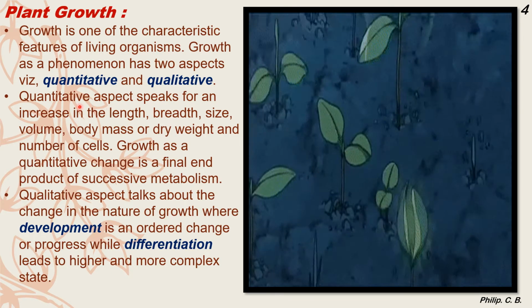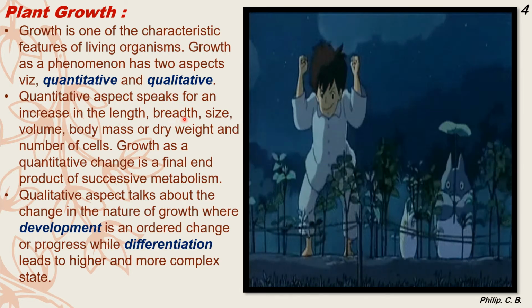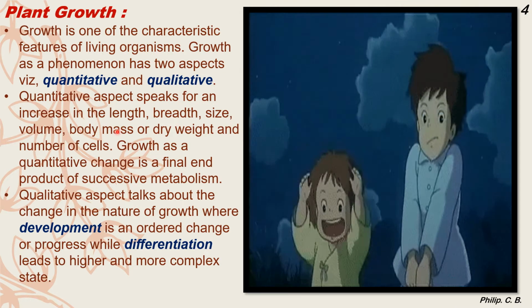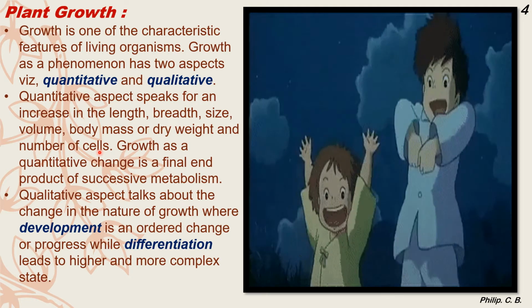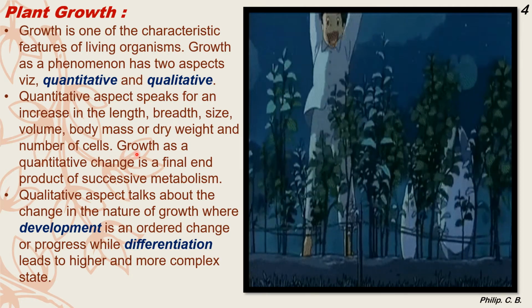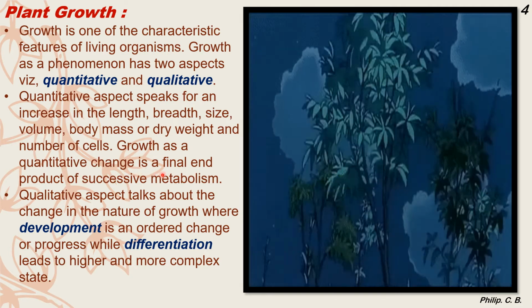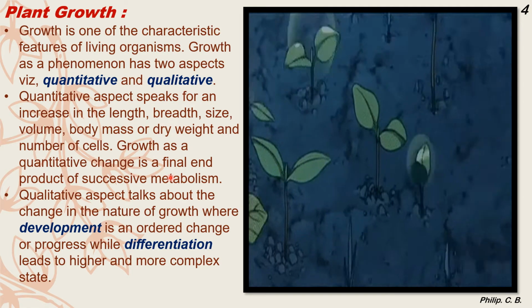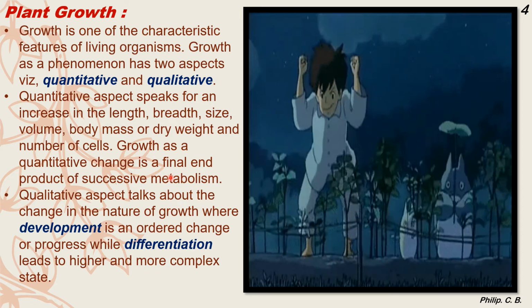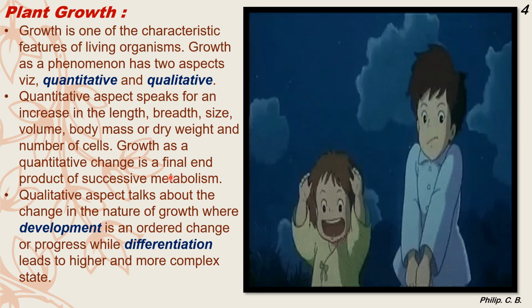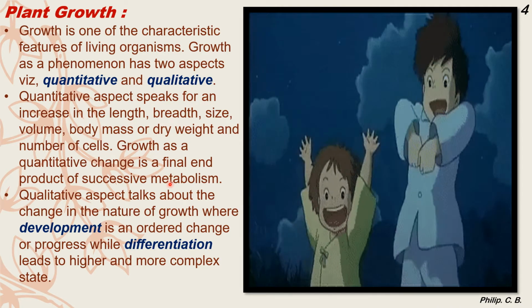So first part, the quantitative aspect, speaks for an increase in length, breadth, size, volume, body mass or dry weight and the number of cells. So these constitute the quantitative aspect. Further, growth as a quantitative change is a final end product of successive metabolism. So as the process begins from the growth of the seed into a sprout, further into seedling, and it grows into a fully grown plant, this continuous growth, or we can say successive metabolism taking place, is the final product of plant growth.